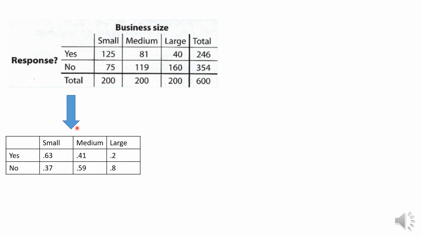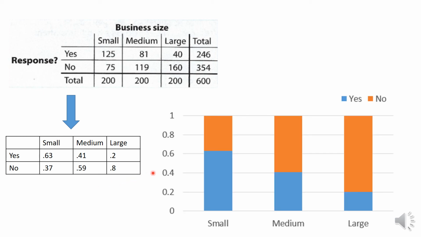And now that we have these, we can construct our segmented bar chart. So I've gone ahead and made that. The blue bars are the percent that did respond. So we said that 0.63 of small businesses did respond to the questionnaire, so that blue bar is going to go up to 0.63. For medium-sized businesses, 0.41 did respond, so this blue bar for medium-sized businesses goes up to about 0.41.